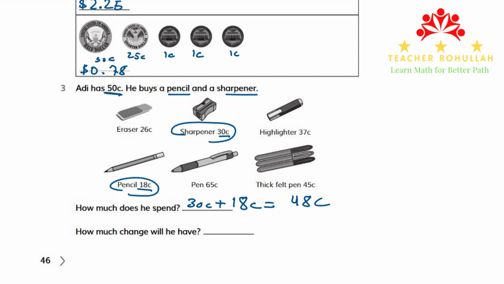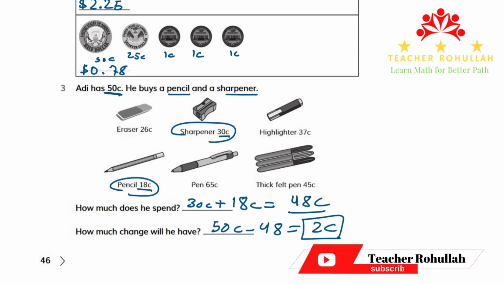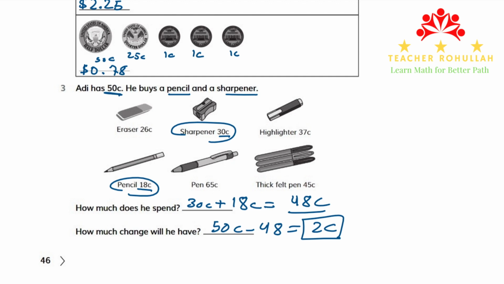He had 50 cents. Now it says how much change he will have. To find out how much change he will have, we will subtract 48 cents from 50 cents. So we will write 50 cents minus 48 cents will be equal to 2 cents. The change that he will have is 2 cents. We are done with question 3 also. Let me scroll down to move to question number 4.